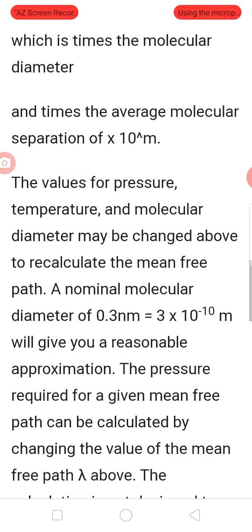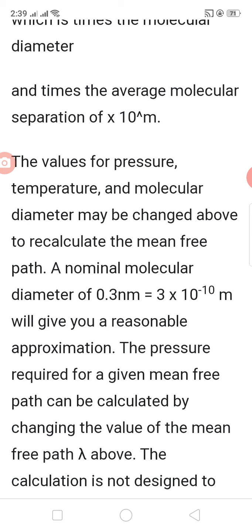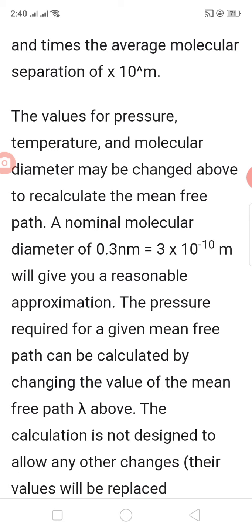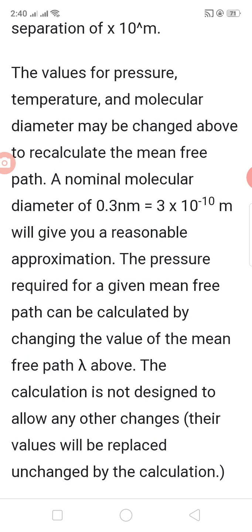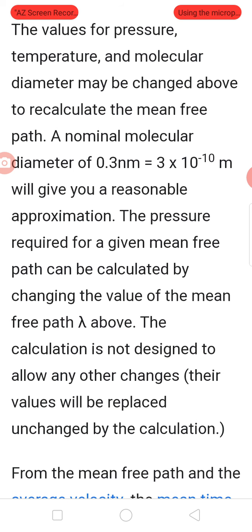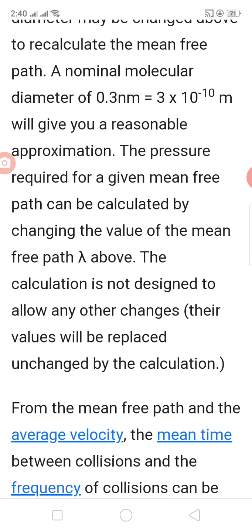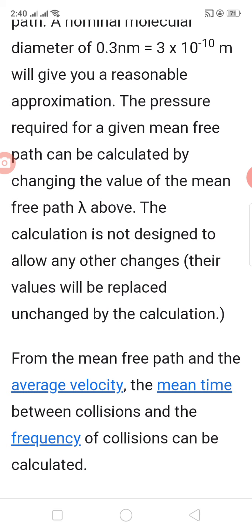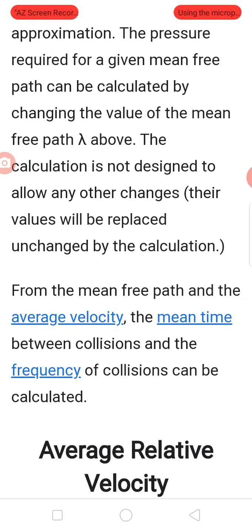The pressure required for a given mean free path can be calculated by changing the value of mean free path, small lambda, as above. The calculation is not designed to allow any other changes. Their values will be replaced unchanged by the calculation from the mean free path and the average velocity. The mean time between the collisions and frequency can be calculated also.